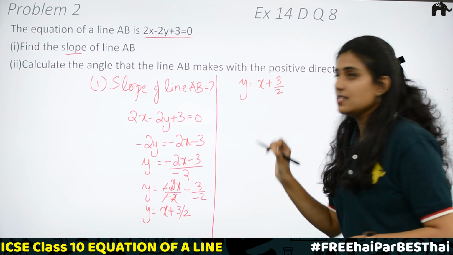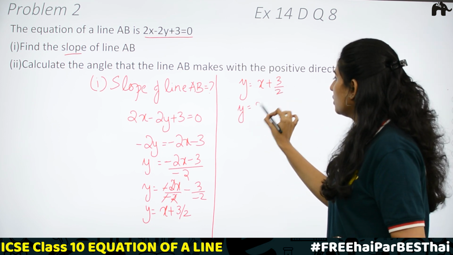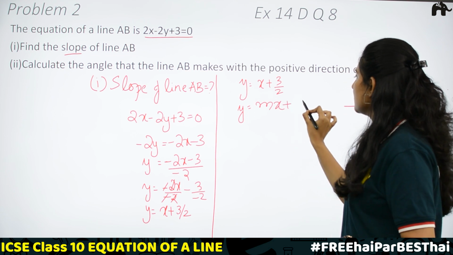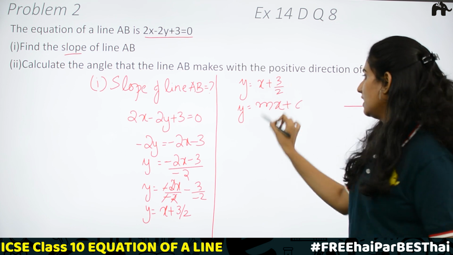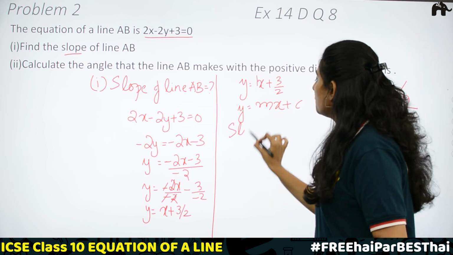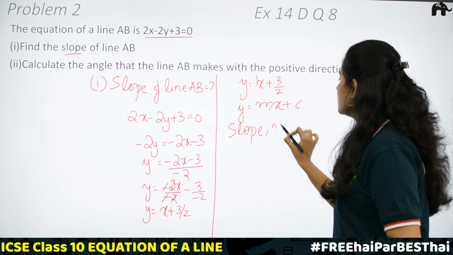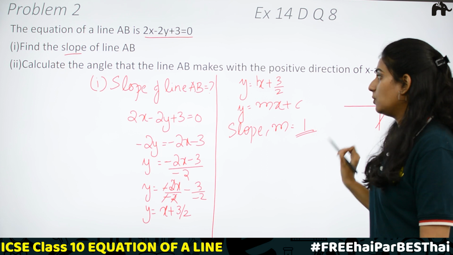Now compare this with the slope-intercept form, y is equal to mx plus c. Then what is the value of m? Comparing, here we have 1, which means slope m is equal to 1. We got the slope m is equal to 1.